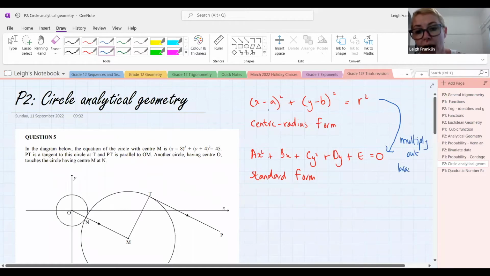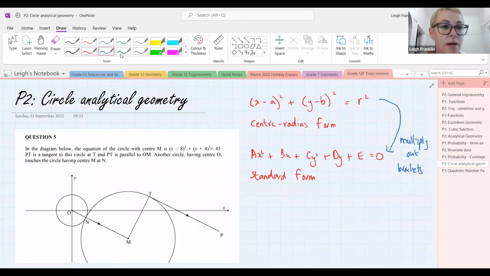But when you go back the other way, from standard form to center-radius form, then you have to go through a process. What is it called when you do this? Does anybody remember what the process is called to go from standard form back to center-radius form? That's it. We have to complete the square.